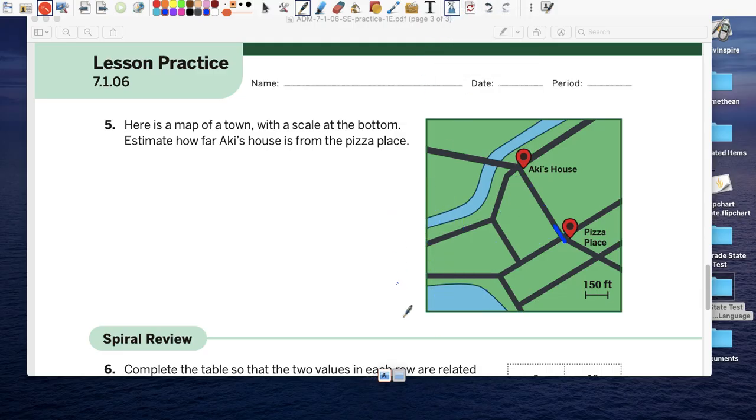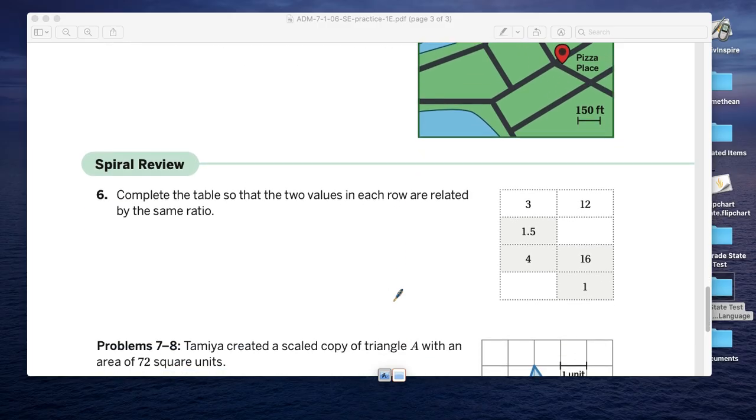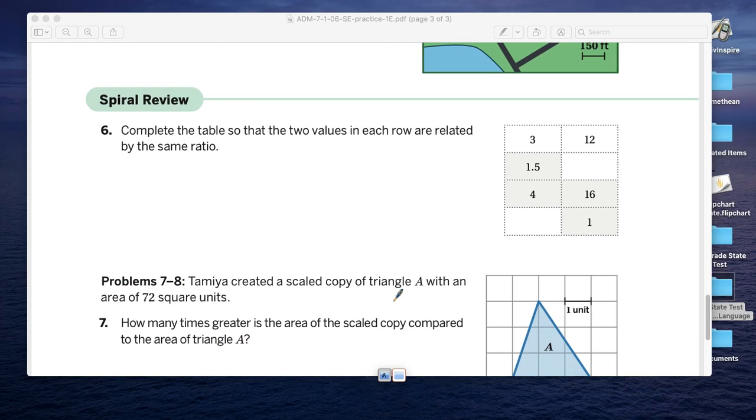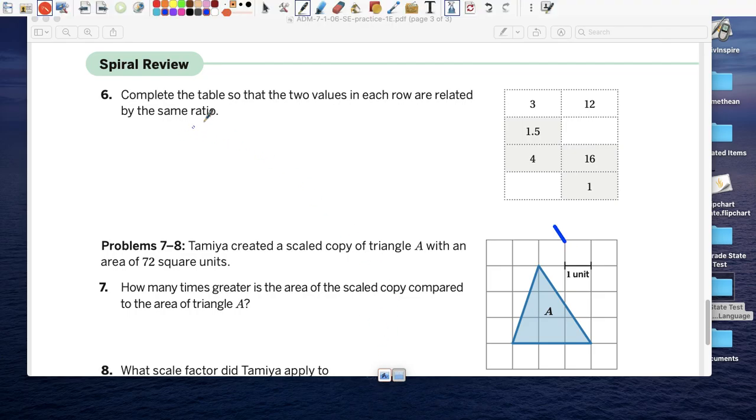Okay. Hopefully we'll be using proportions, but they haven't shown us proportions yet, so I'm not gonna go there. So this one: complete the table so the two values in each row are related by the same ratio.